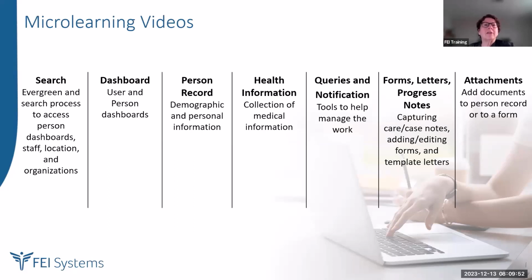There's also forms, letters, and progress notes. This is where you do a lot of your work pertaining to the person. You're capturing information, you're sending information. And then lastly, there is a video on attachments. You can add attachments to the person's record. You can also add them to a form, and you're going to see that today. So we are not covering any of those today. I may touch on them at a very high level. So if you have not yet viewed these, please take a moment to do so.